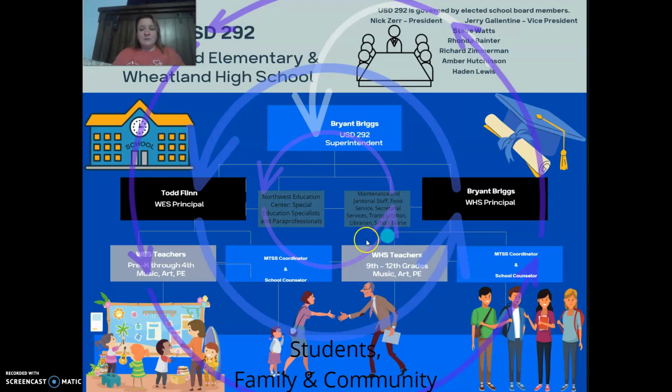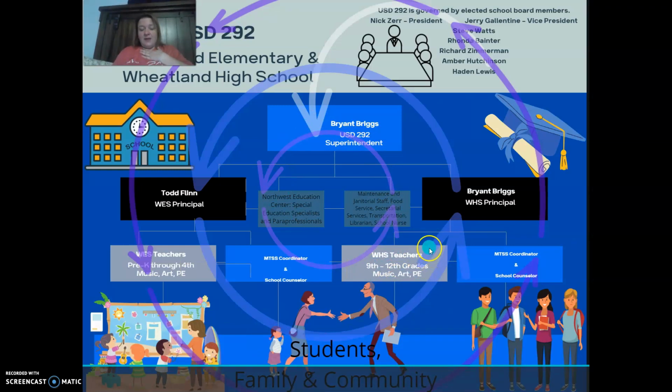I also put here in the middle all of our support staff: our maintenance, janitorial staff, food services, secretary services, transportation, librarian, school nurse, all those people. They are not necessarily above the teachers, but they're just right here in the middle of our organization. They're the heart of everything. They keep everything going for us, and they do work with the students. So you can see their arrows, and they report to the superintendent typically. So their arrows kind of go down here with the teachers and to the superintendent. And then, of course, they do reach our students each day as well.